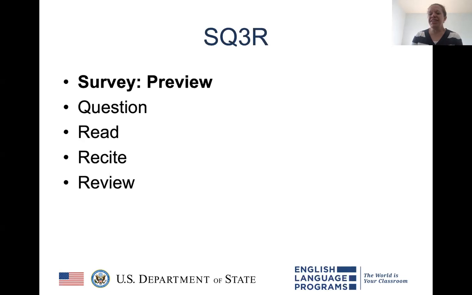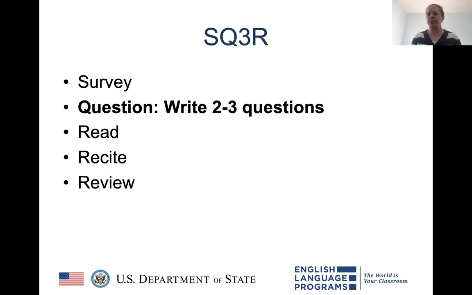Now that you've completed this survey, we move on to our next step, and that is question. I would like you to write 2 to 3 questions you have about this passage. Don't worry about asking questions about specific details. Ask more general questions. For example, you might ask, where did Halloween start? Or, when did Halloween start? These might be some questions you might have about this passage. Take about 2 minutes to write 2 to 3 general questions about the passage.